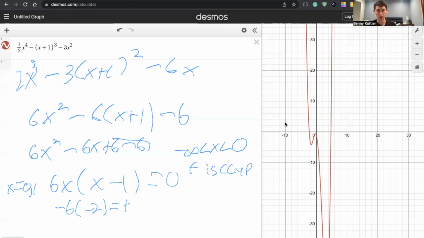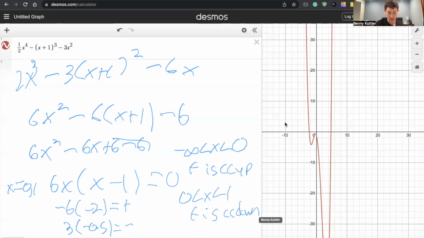CC up just means concave up. It's an abbreviation. I'm not sure if you can say that on the AP exam. I'd be safe and just write the whole thing out. But for our purposes, this will work. So now if we plug in a number that's in between 0 and 1, let's say 0.5, 3 times negative 0.5 equals a negative number. So we know that between 0 and 1, f is concave down because the second derivative is negative.